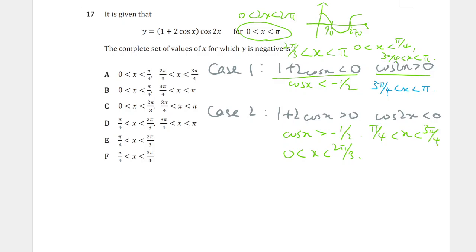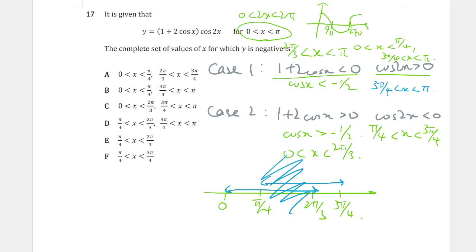And same thinking: you need to overlap these two inequalities. So where's the overlap? Okay, let's draw a number line this time, just so I do it once and then you get the idea. This is pi over 4, this is 2 pi over 3, this is 3 pi over 4. From 0 to 2 pi over 3 is here. From pi over 4 to 3 pi over 4 is here. So the overlap is in the middle, this bit. So x is between pi over 4 and 2 pi over 3.